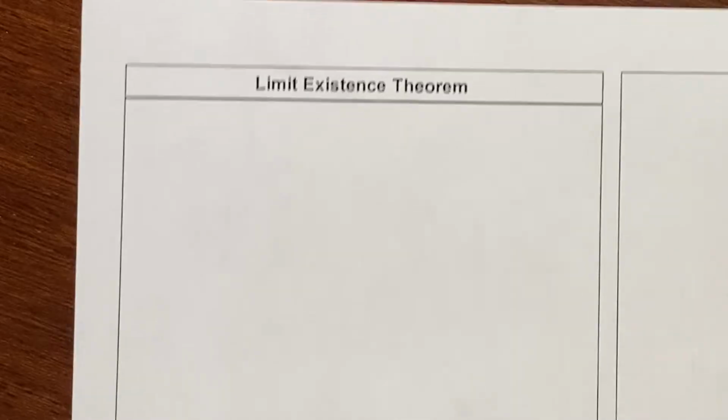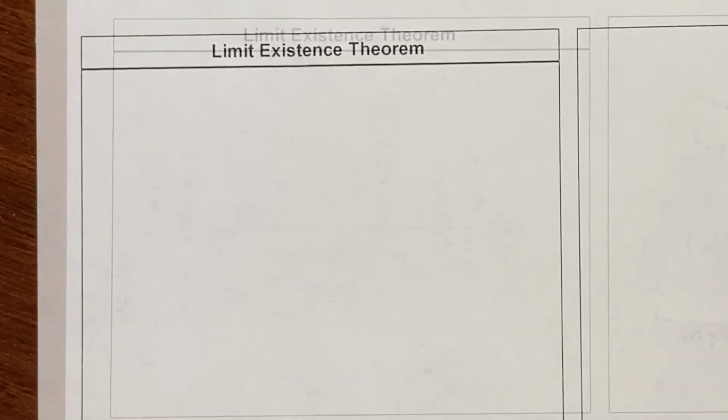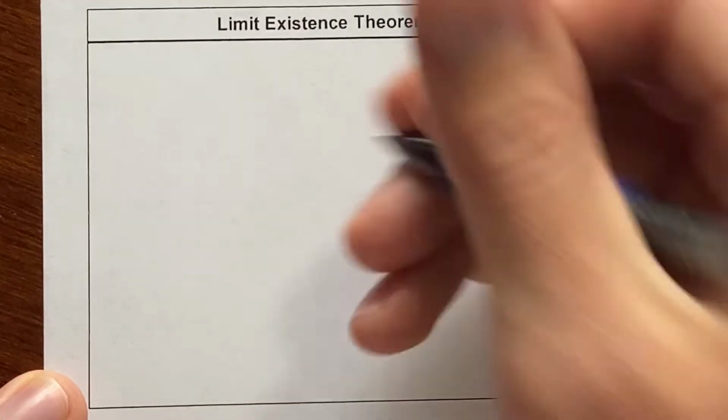So that leads me to, I'm hoping, yeah, there we go. On the back of this sheet, we got the limit existence theorem. And the limit existence theorem basically says, if the left limit is equal to the right limit, then the limit for that number exists. Okay? So let's write that in a fancy way. I'm going to write it all out and then I'll explain.